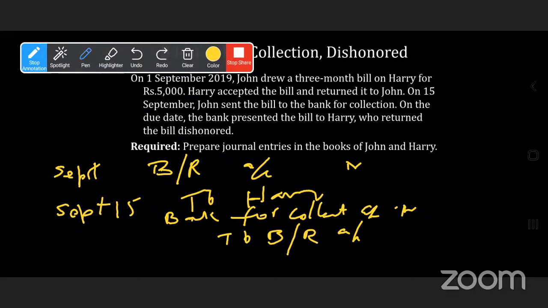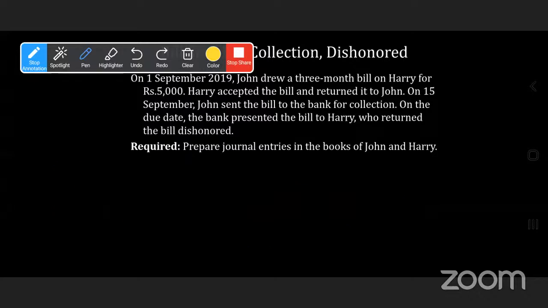Now, on December 4th, that is on the due date. Due date means 3 months bill, September, October, November, 3 months plus 3 days days of grace. That is December 4th. So on December 4th, the bill was dishonored. So what is the transaction you have to make?